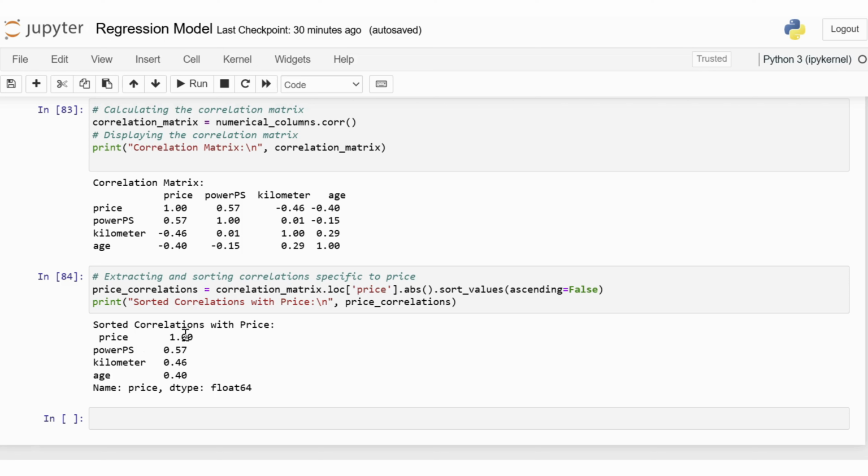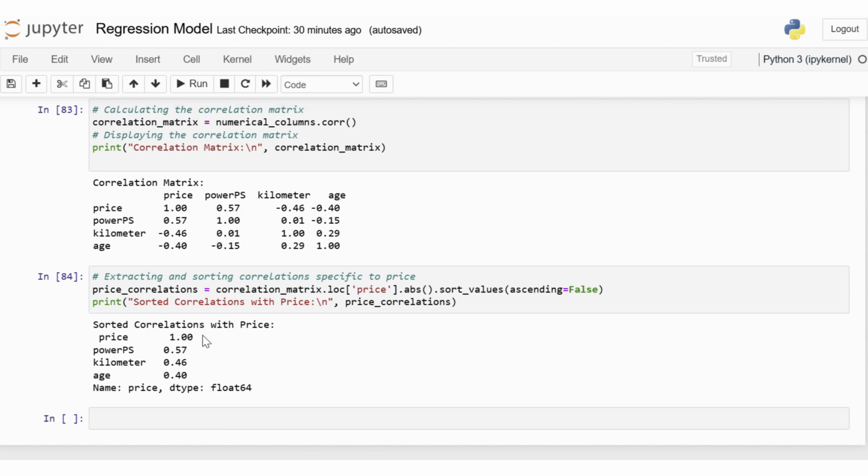Here's the breakdown. Price, self-correlation, is 1. This is the self-correlation of the price variable, which is always 1, indicating a perfect positive correlation. The price versus power correlation is 0.57, indicating that there is a moderate positive correlation between the price and the power of the car. This suggests that as the power, measured in PS, of a car increases, the price tends to increase as well.